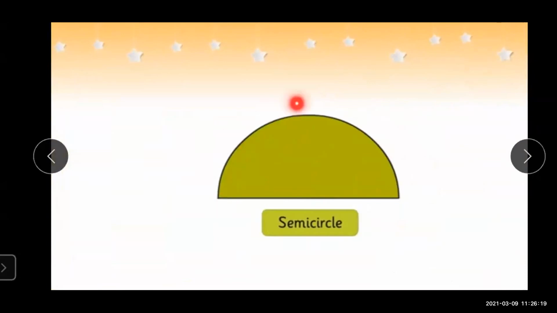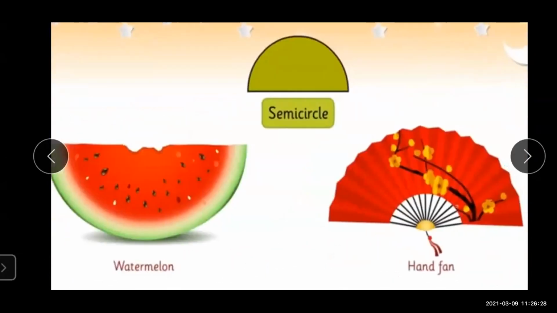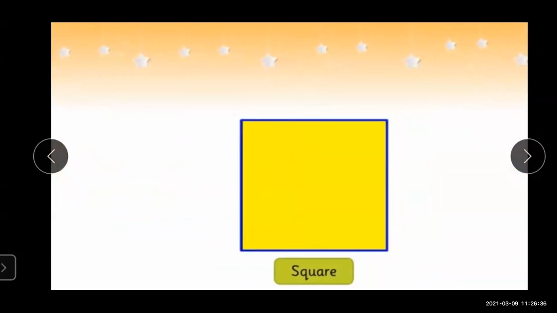Now, this is a half circle. It's called a semicircle. What is it called? Semicircle. Some examples are watermelon and hand fan. Those were semicircle examples. Next, let's move on to the square.